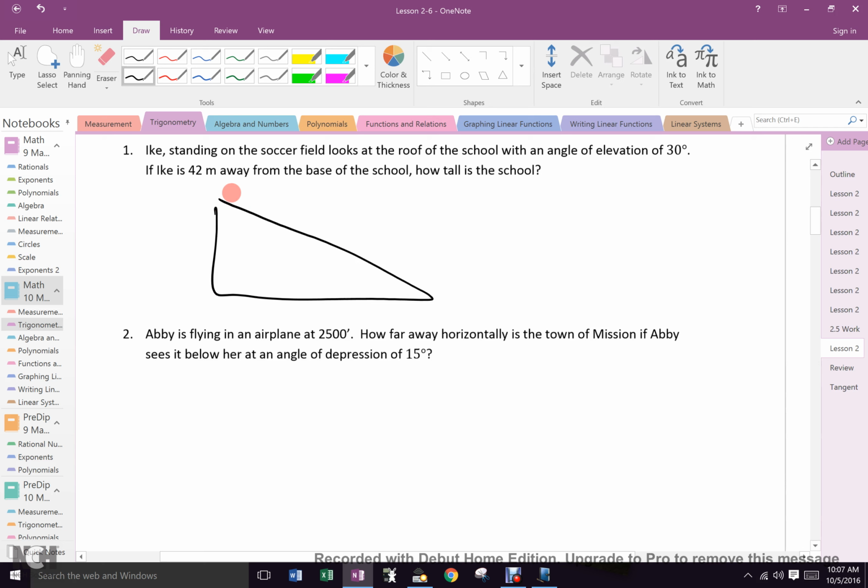Ike is standing on a soccer field. Where is the soccer field? Up or on the ground? On the ground. You would not be surprised how many people put Ike floating in the air up here. Ike is down on the ground. The school, which Ike wishes to get on the roof of, is over here.